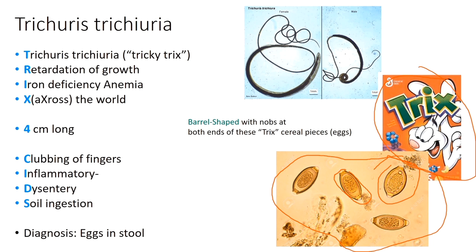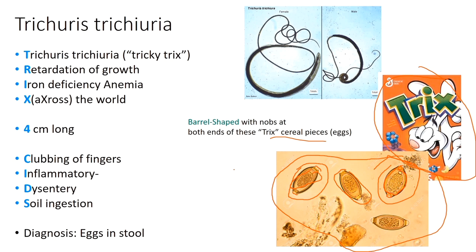Okay, so they actually are barrel-shaped eggs, right? You can see this shape of barrels. And at the end, they have these little clear ends, right? They almost look like handles. So if you were to cook up a souffle or a casserole, you have that casserole pan, see the little handle and the handle and then the barrel shape in the middle. That is your tricky tricks. Okay? And those are your trick cereal pieces. Don't forget about those guys.